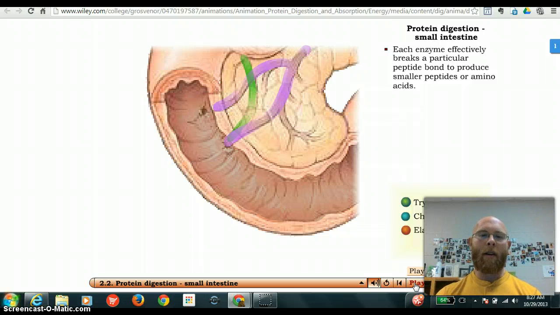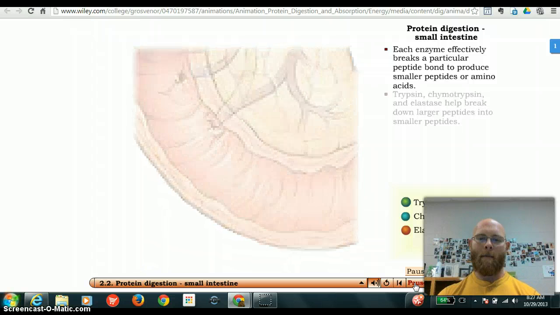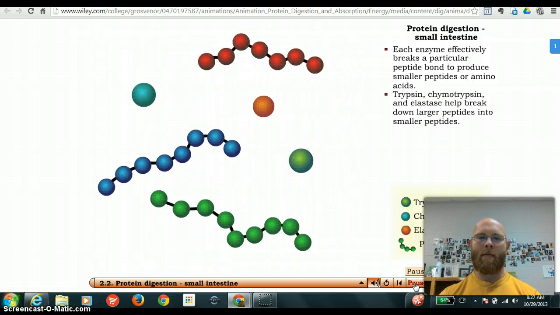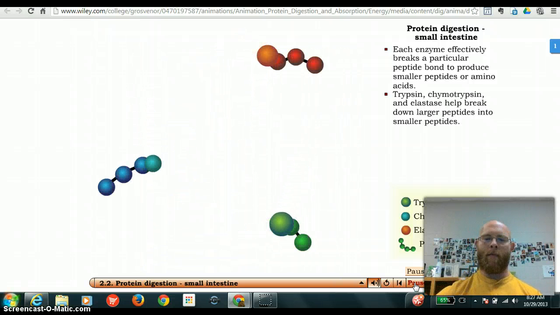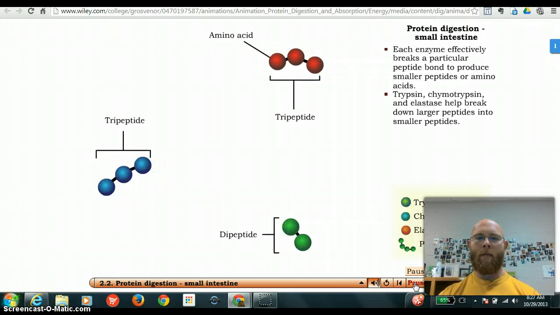So summing it all up, these things are what break apart the proteins for digestion, and they have specific types depending on the molecular structure they're breaking down. I told you they're very, very specific, shape dependent. So you've got one certain enzyme that's going to attach to the carboxylic acid side and break a bond. Other enzymes attach other places and break those bonds. Trypsin, chymotrypsin, and elastase work to catalyze the breakdown of larger peptides into smaller ones.